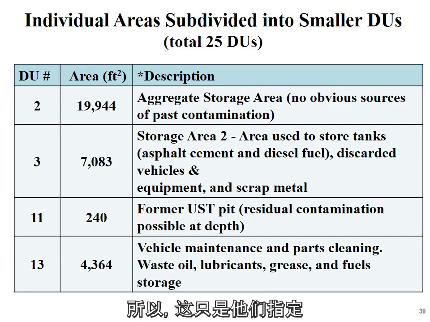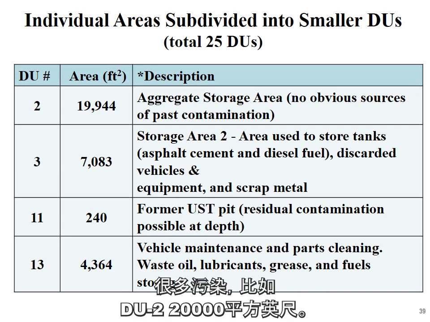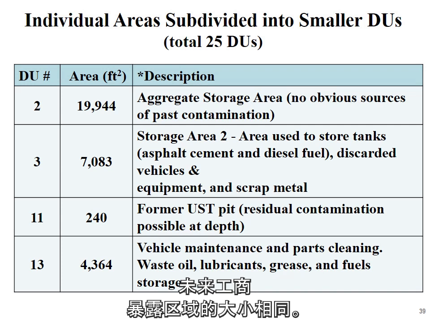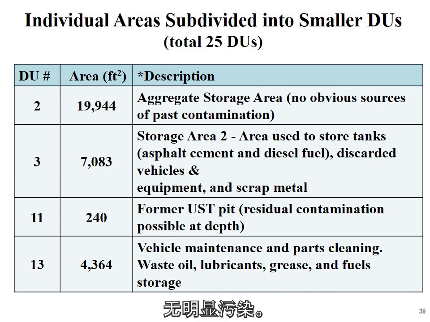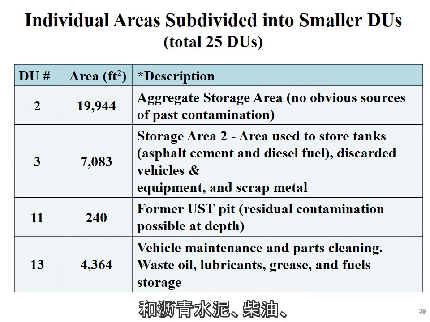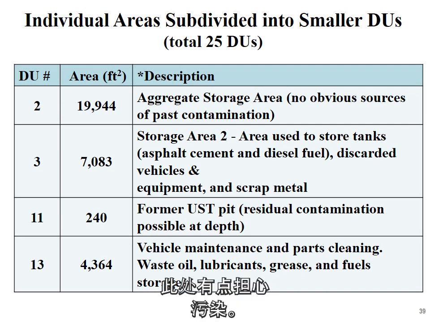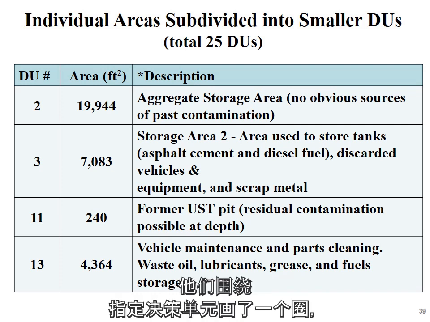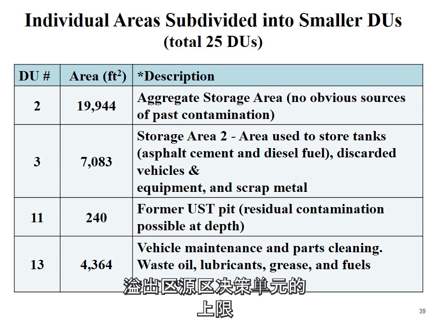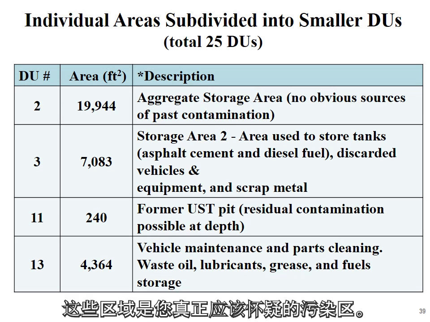So here's just an example of some of the DUs they designated. Areas where they didn't expect a lot of contamination, like DU2, 20,000 square feet. That's again about as large as we want to go for future commercial industrial exposure area. They were just storing gravel and stuff there, no obvious contamination. DU3 was another storage area where they had tanks and asphalt, cement, diesel fuel, discarded vehicles, scrap metal. They're a little bit more concerned about contamination here. They drew a line around that area, designated DU, about 7,000 square feet. That's pretty typical for an upper limit for a spill area, source area DU, where you really suspect contamination.